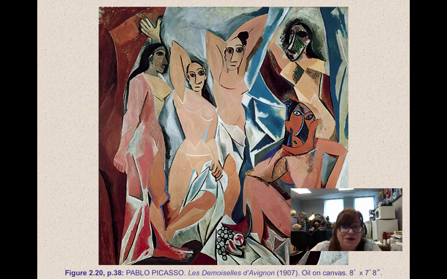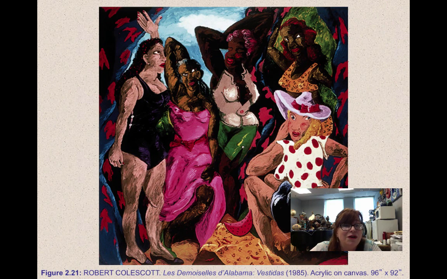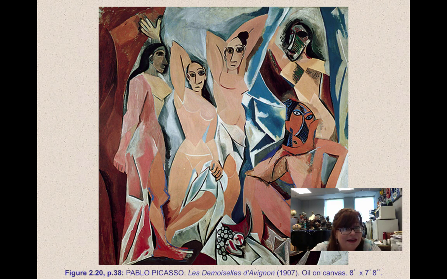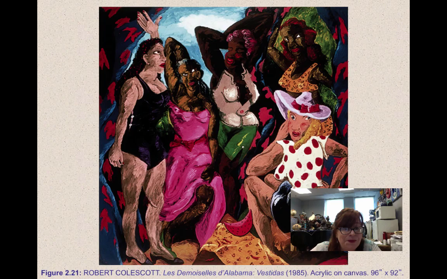So which one feels more colorful and more lively? I think that's easy to answer. That would be the Colescott. And then which one has rectilinear lines? That would be Picasso. More curvilinear lines here.